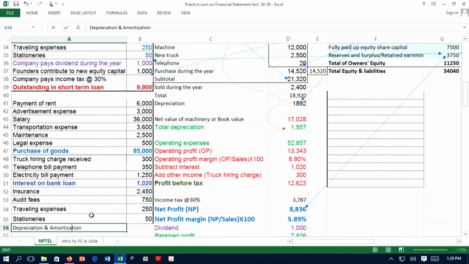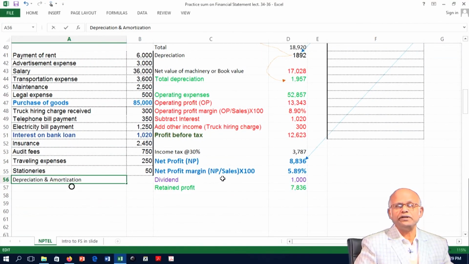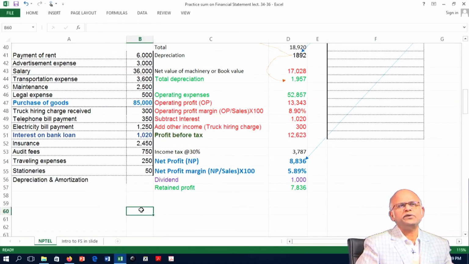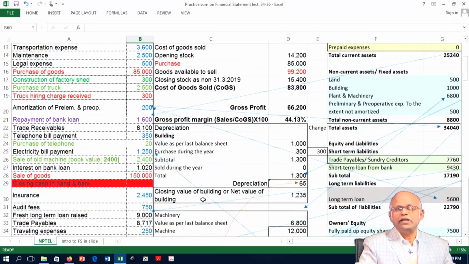Depreciation and amortization is part of operating expense. This data is not given; amortization is given, but depreciation is not given. You will not get this in your ledger, you have to estimate it separately. Even if you are building an accounting software, you have to build that as a separate module. So, let us see how depreciation is calculated.